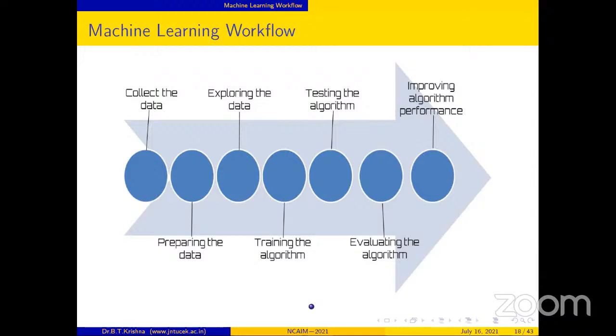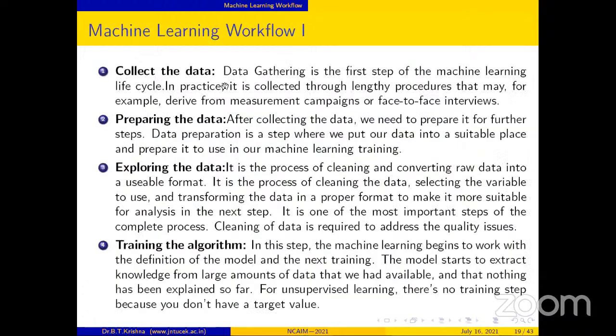So in this training, you will have two types of learning. Again, one is supervised learning, or it can be unsupervised learning. So this is the machine learning workflow. So let us go into details about this. First one is to collect the data. So data gathering is the first step of the machine learning life cycle.